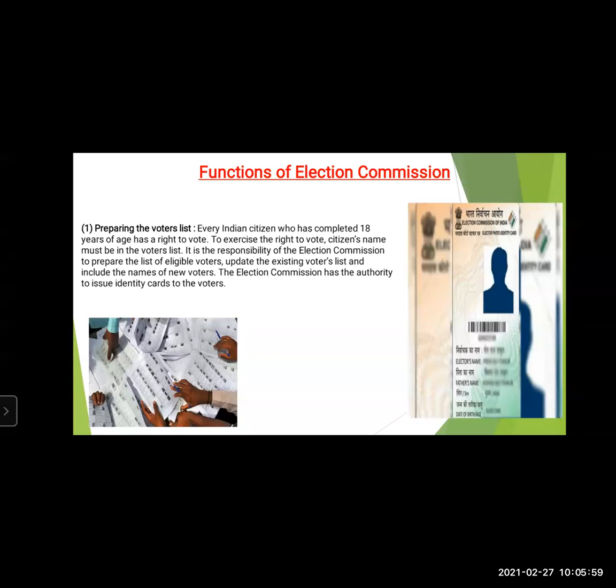The election commission has the authority to issue identity cards to the voters. Voter identity card means voter ID, which you can see in the picture here. It has the elector's name, father's name, the gender, and the age as well. And this voter ID also serves as a general identity card with address and age proof for other purposes as well.